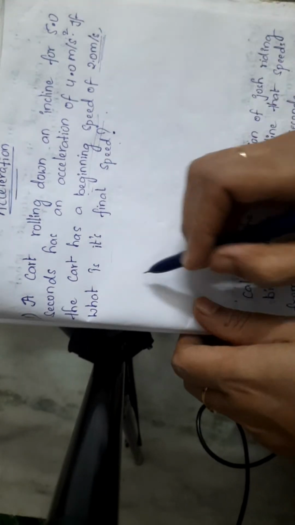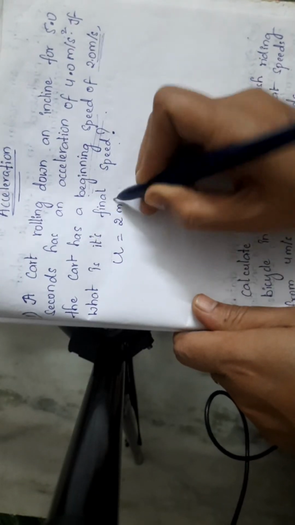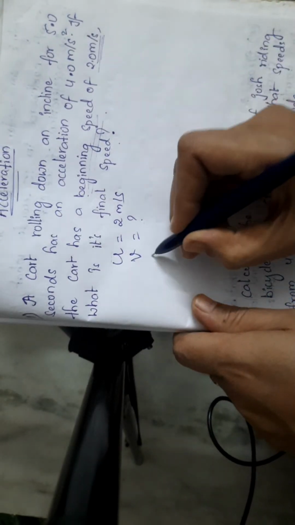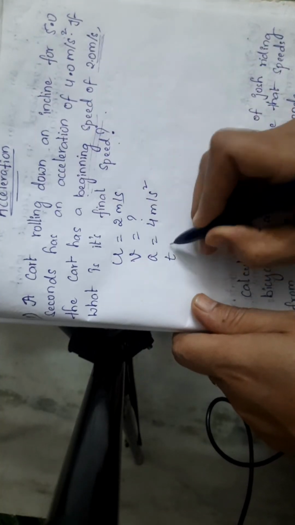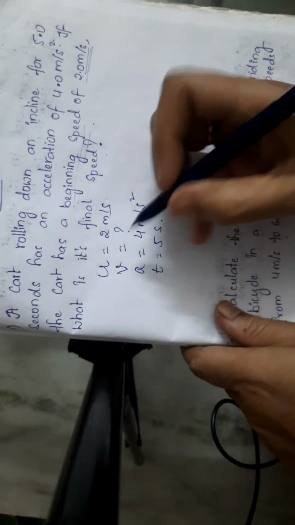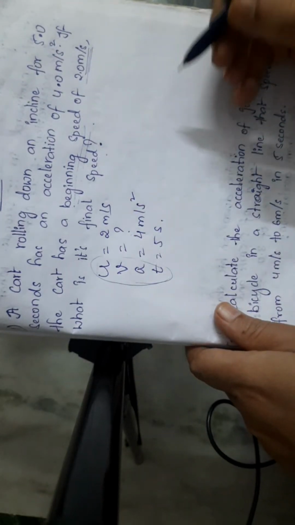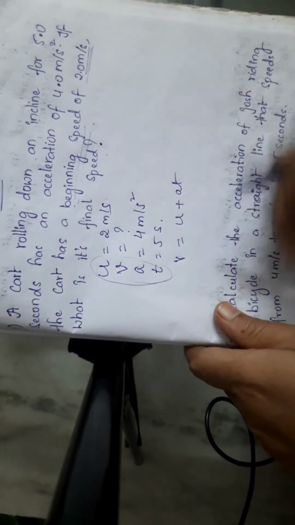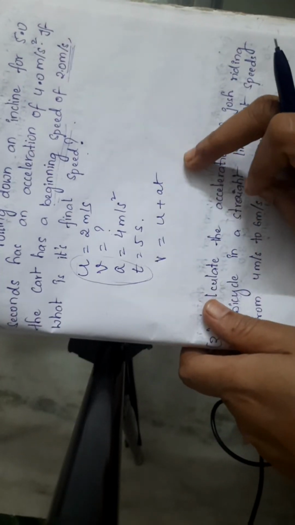So let's have the symbolic representation. Here initial speed u is given, 2 meter per second. Final speed we need to find out, so v is a question mark. Acceleration is given 4 meter per second square. Time is given 5 seconds. We need to find v. So these four terms are interrelated with the first equation of motion, where the equation is v is equal to u plus at.